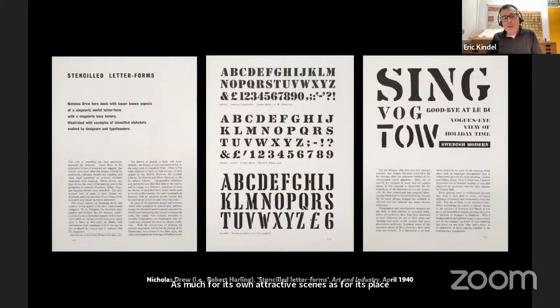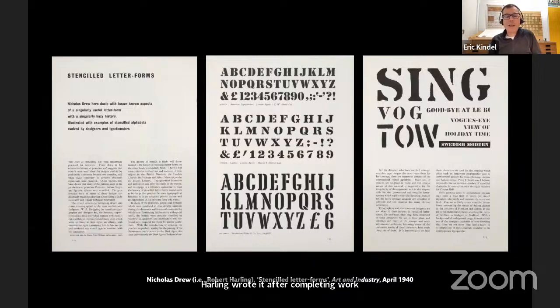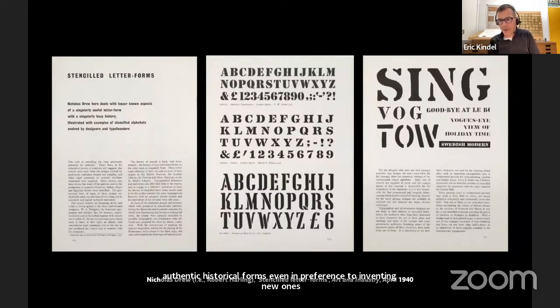To end, I wanted to share with you an article about stenciled letter forms I encountered a few years ago, written by Robert Harling under his pen name Nicholas Drew, and kindly brought to my attention by Paul Shaw. It predates the article by R.S. Hutchings by some 18 years, and may be the earliest such survey in English. Harling wrote it after completing work on the typeface T-chest for Stevenson Blake, and it's notable for recommending the revival of authentic historical forms, even in preference to inventing new ones like Futura Black, Braggadocio, and the rest.